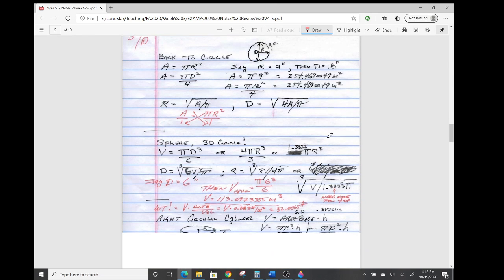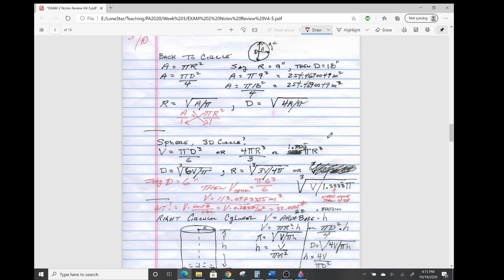All right, back to the circle. The area we've already talked about is pi times radius squared. You know how to square things now with your calculator. Or the area is pi d squared over 4.